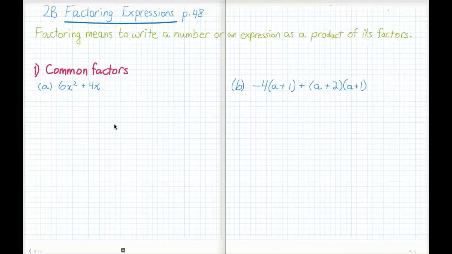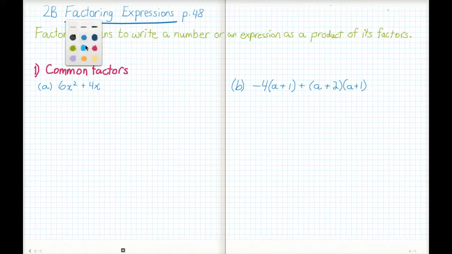These explanations are to help you with exercise 2B on factoring expressions. Factoring expressions, as it says above in green, means to write a number or an expression as a product of its factors. So back in earlier grades, you might have done this by doing it with numbers.